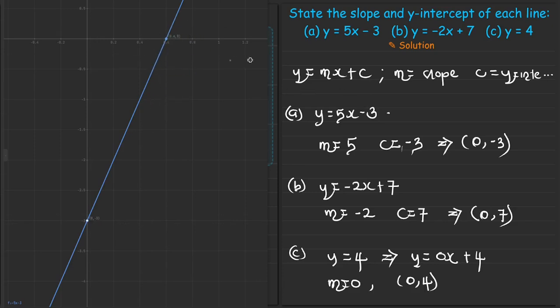But that is beyond the scope of this question. So this would have been the x-intercept. That is where the line will touch our x-axis. Let's look at the next one.